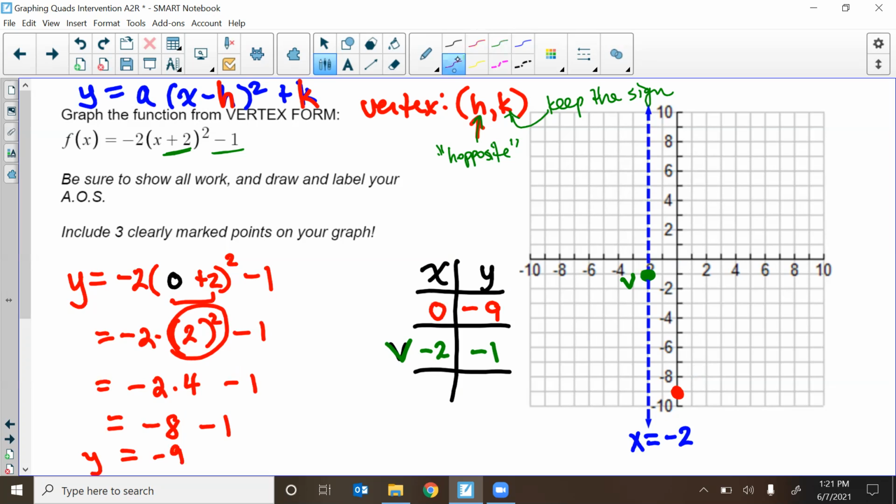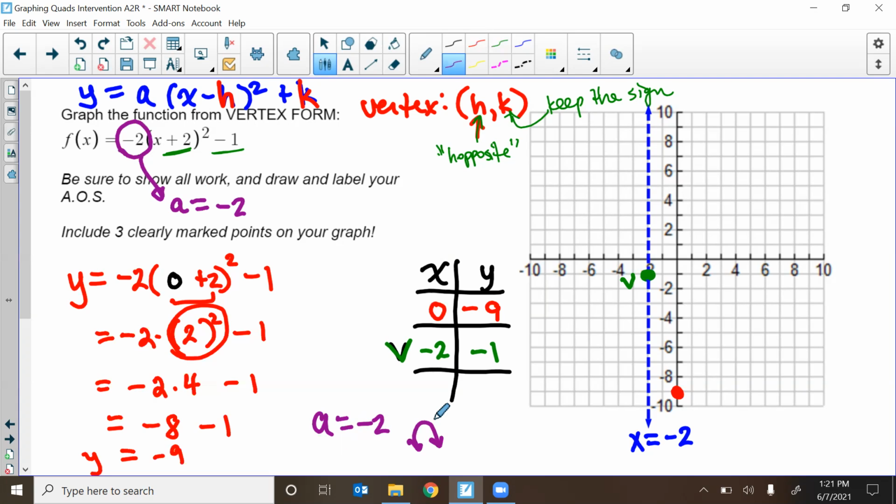Now before I continue this, it looks like it's going to open down. So I'm just going to check really quickly. Is it supposed to open down? So my A value is -2. So that means since A is -2, the parabola is going to open down.